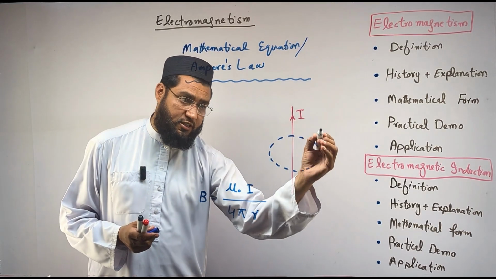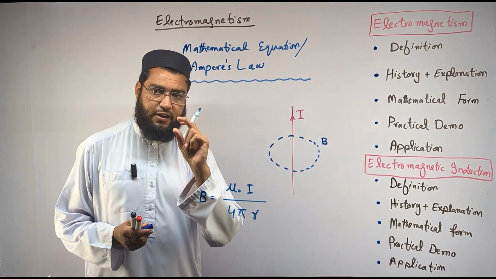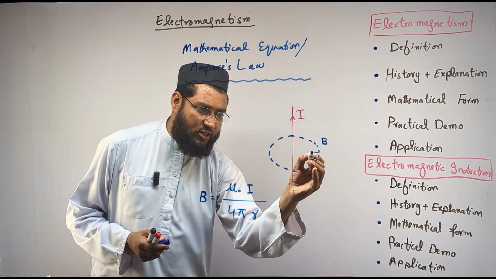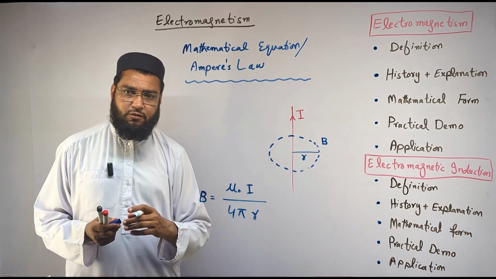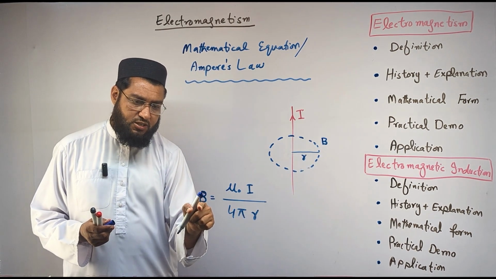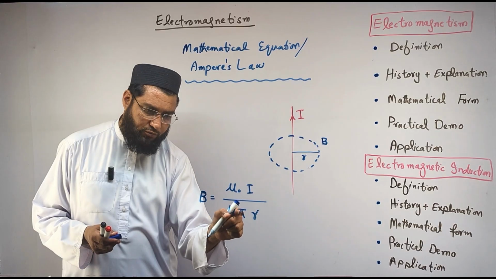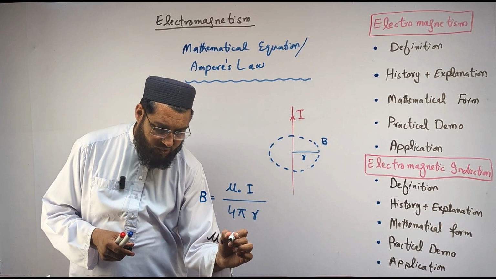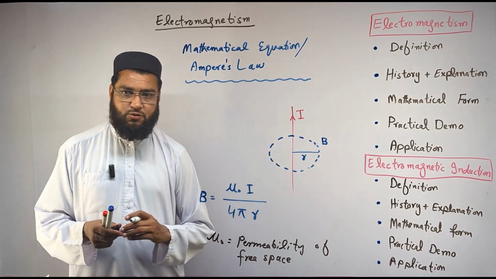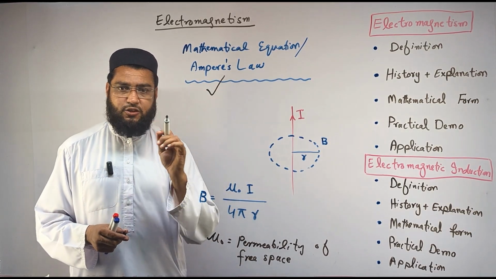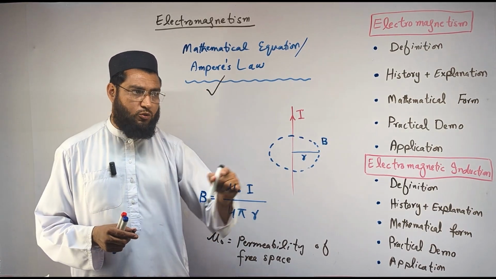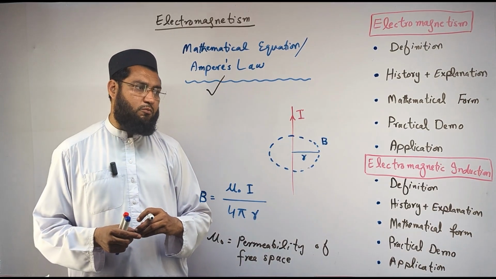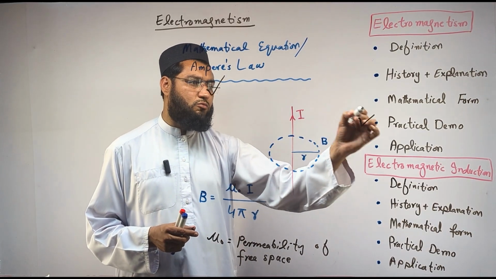Magnetic field is represented by B and current is represented by I. Similarly, radius is represented by R. So the mathematical form of Ampere's law becomes B is equal to mu naught I divided by 4 pi R. Mu naught is called the permeability of free space. Ampere's law is a lengthy topic. I want to cover these topics in a very short time, so come to the practical demo.